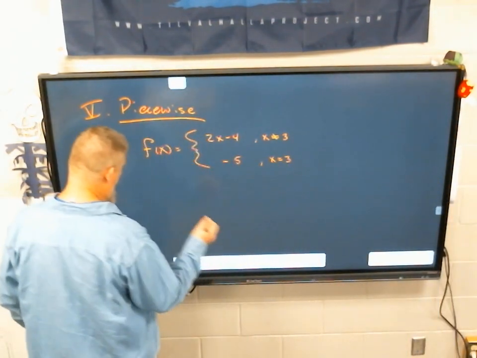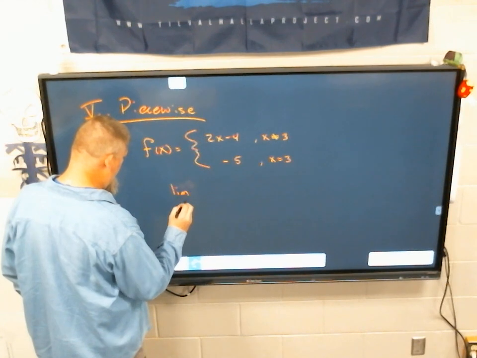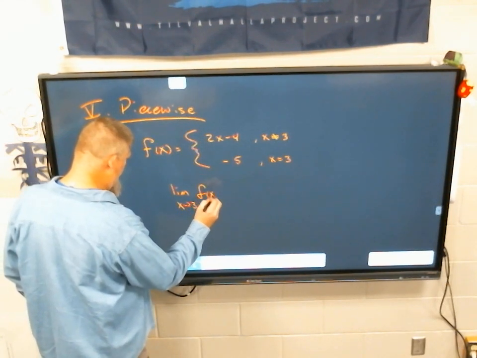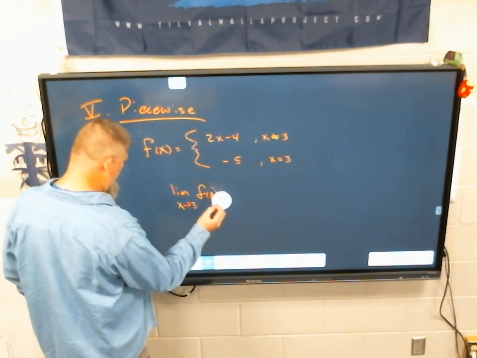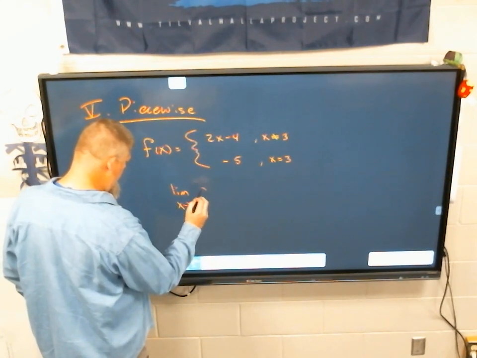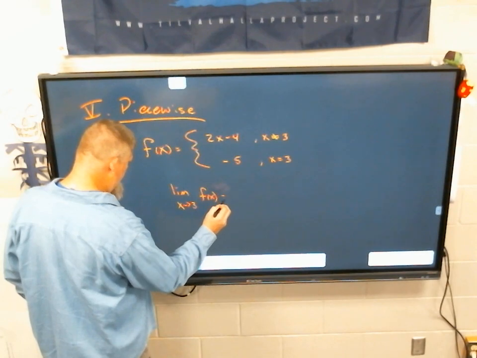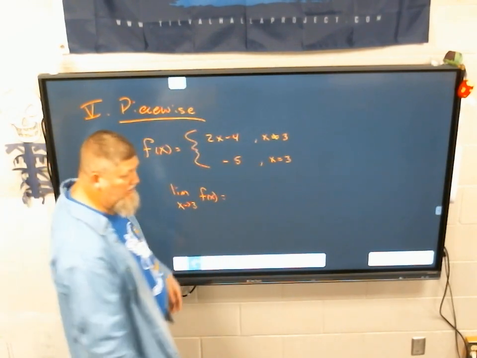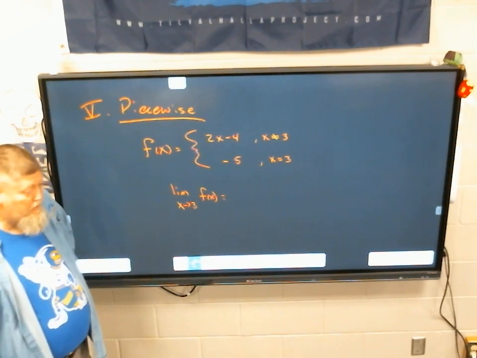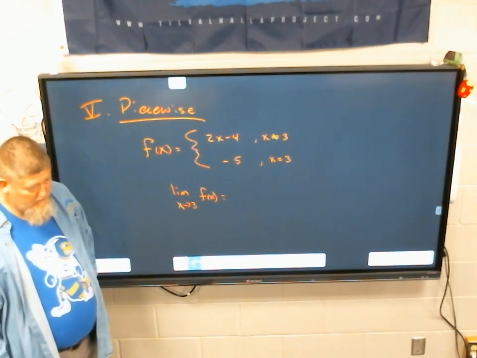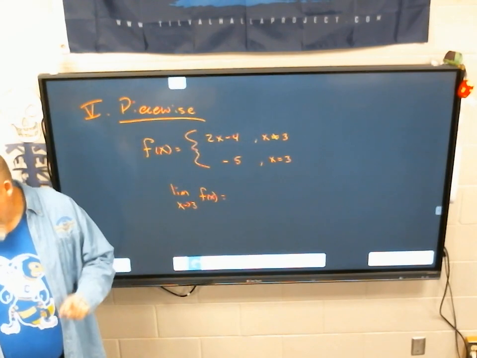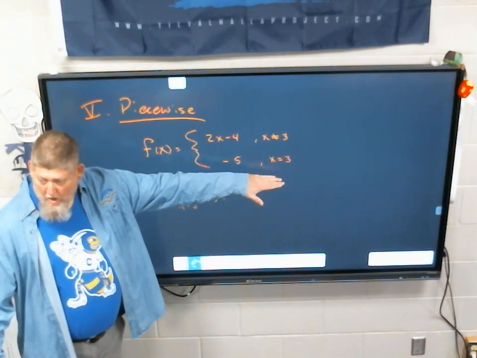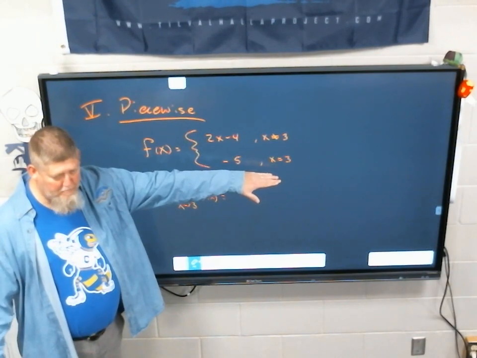So I'm going to ask you to find the limit as x approaches 3 of f of x, because that's where the problem occurs. That's where these two pieces fit together. Do we have to graph it first? You don't have to graph this one. Do I care what happens when I actually get to x equals 3? No, I don't. All I care about is as I'm approaching.